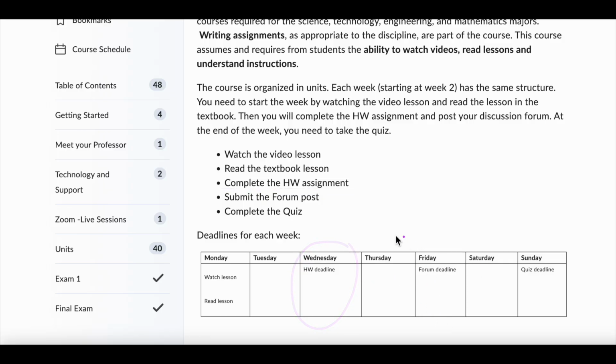Later on, Friday is the deadline to submit your forum post. I'll explain in a moment what this forum post means, but the deadline of it is on Friday. And then by Sunday is the deadline to complete the quiz. So this is essentially what you have to do every week. Start studying on Monday. By Wednesday, you should have submitted the homework. By Friday, you should have submitted the forum. And by Sunday, you should have submitted the quiz.